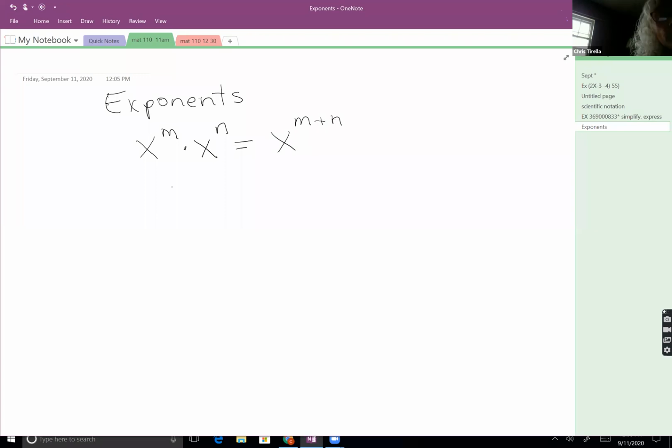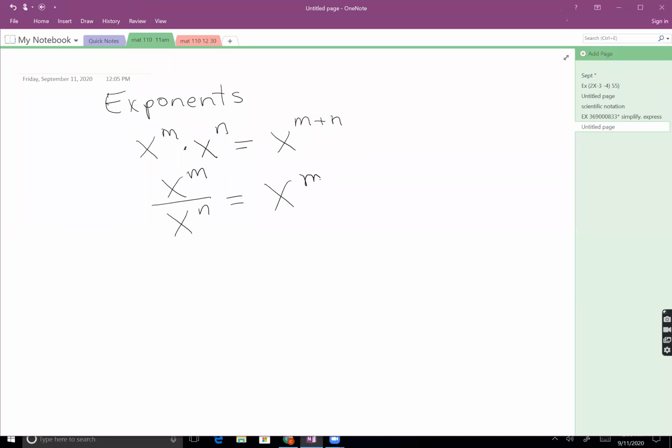Instead, if I have x to the m over x to the n, when I divide, what do I do to those exponents? Subtract. That subtraction sometimes yields a difference of 0. What does x to the 0 equal? 1.